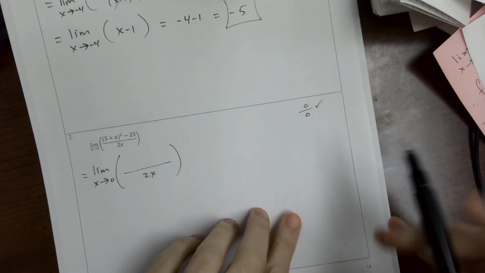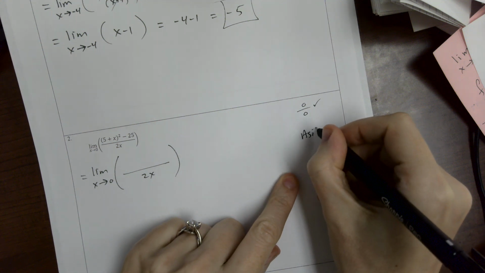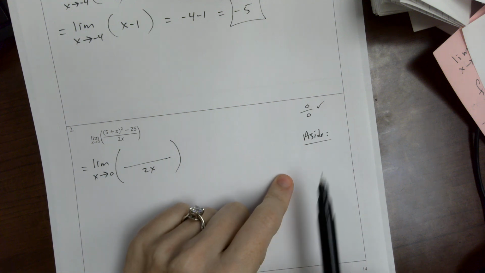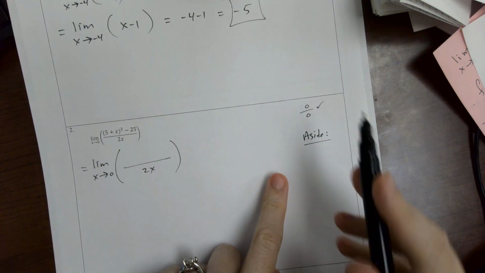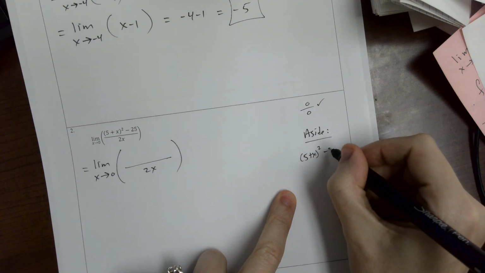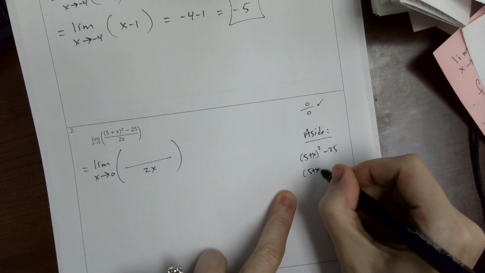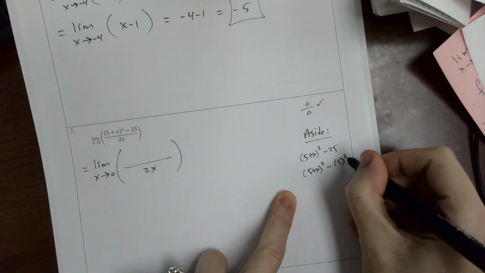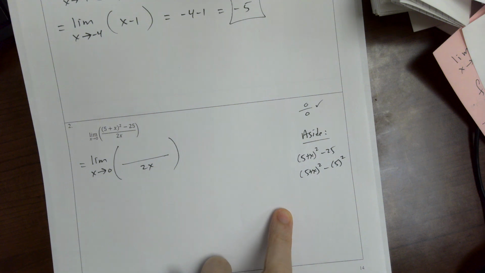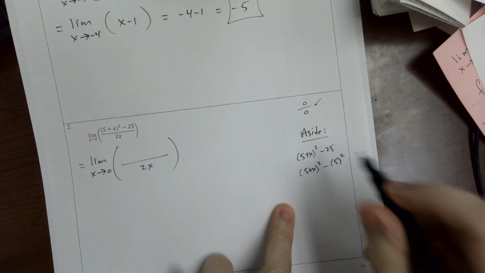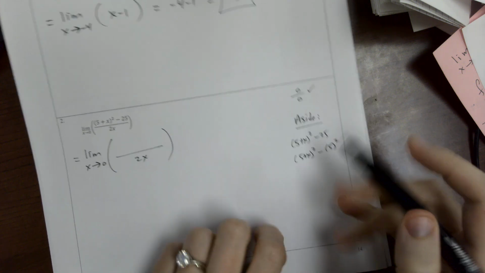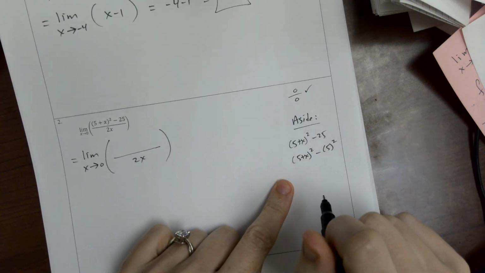Or you could recognize, so I'm going to do a little aside. This is not part of my work. This is just some stuff on the side that I'm testing. Okay, so this top, 5 plus x squared minus 25, is the same as that. All right, that is a difference of 2 squares. So I'm just going to follow through on this, and then I'm going to put it back in for the top. So I'm just working with the top over here.